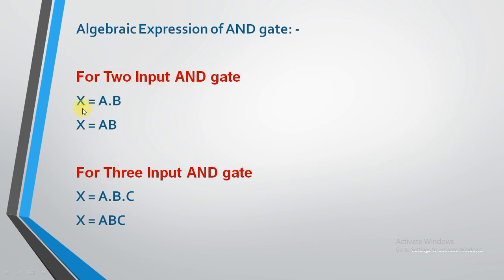For two input variables, we can write X equals A into B or X equals AB. For three input variables, I need to take A dot B dot C or ABC. Over here, ABC and AB contain the absence of an operator. So when you work with the AND gate, it can be represented by X equals A dot B or X equals AB for two input variables. For three input variables, you need to write A into B into C, or you can write ABC.